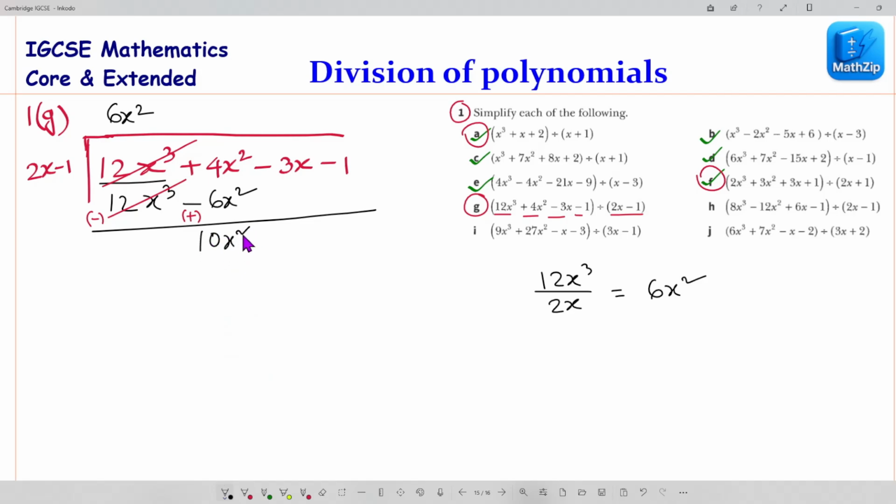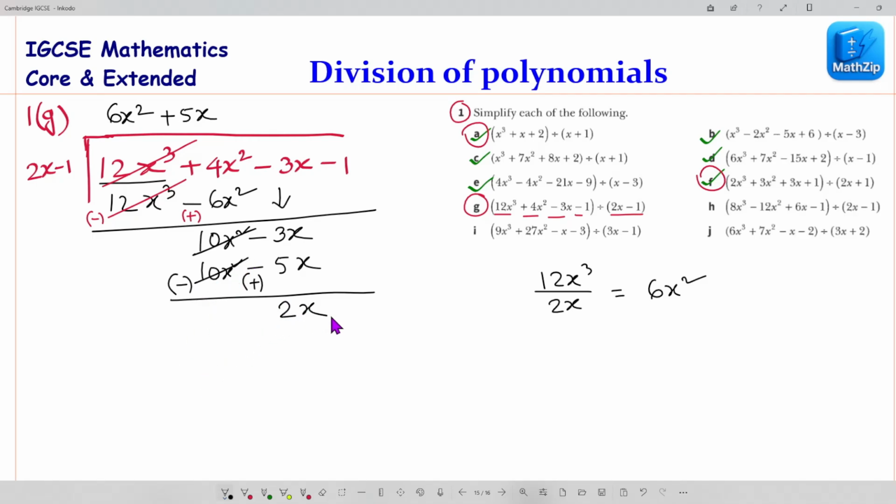10x square. For the second term we will bring down minus 3x. Now 10 divided by 2 is 5 and x square divided by x is x. So our second term of the quotient is plus 5x. So 10x square and minus 5x. Again here is minus, here is plus. So 10x square minus 10x square is out.